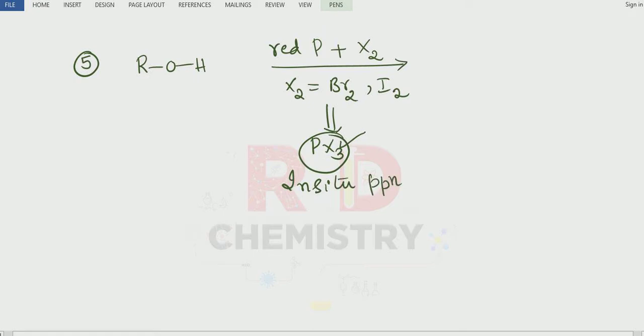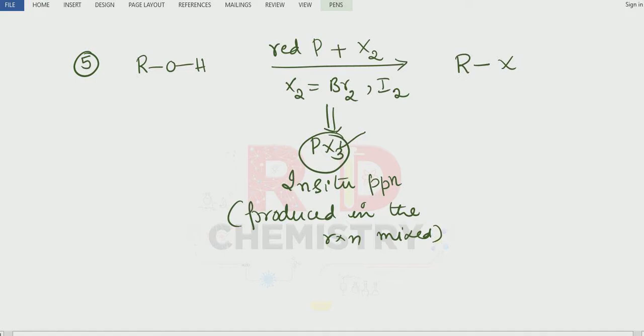In situ preparation means that the reagent is produced in the reaction mixture. All these mixtures are taken in the vessel and heated with the alcohol. So we'll get PX3, then it will react with the alcohol. Product would remain the same. We are going to get alkyl halide. Clear? So I'll write only the main product here.